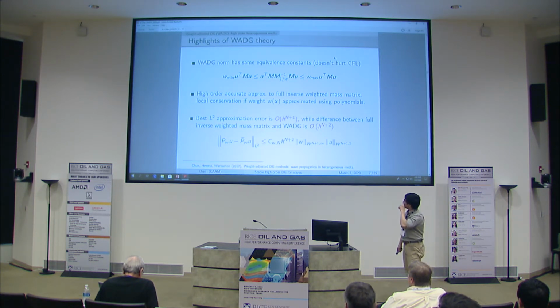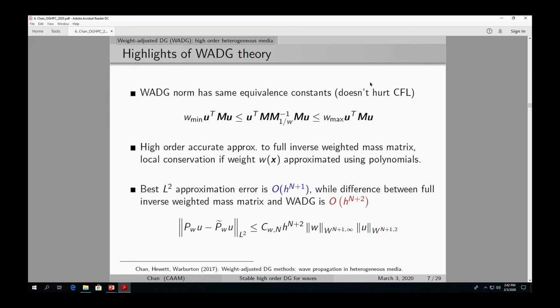But what was really interesting to me was when I discovered that the difference between my traditional DG method that's expensive and this new method was essentially order h to the n plus 2. This is important to me because the best I can do in approximating a function using polynomials is order h to the n plus 1. So the accuracy of my simulation is going to be order h to the n plus 1, and the difference between the new and the old method is actually going to be smaller than that.